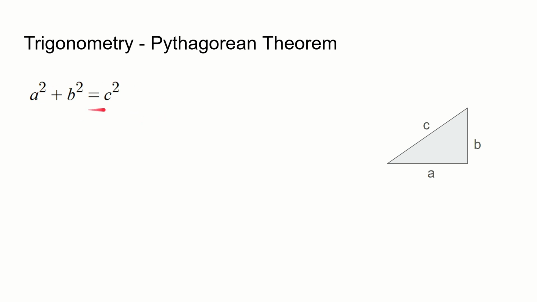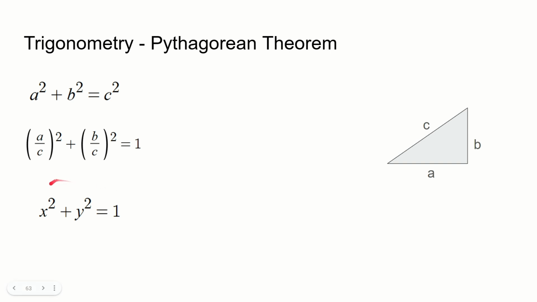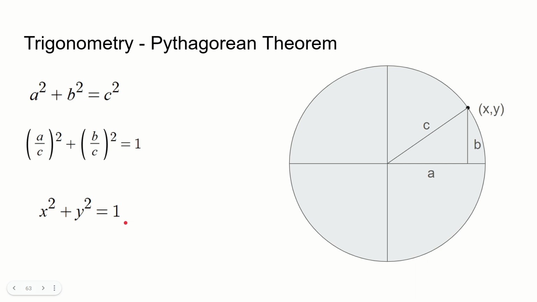But what we can do is some simple algebra and rearrange this equation, divide by c squared, and we'll get this. So this is the ratio of a to c and b to c, which is the ratio of the side length to the hypotenuse, and relating it to 1. And we could change this, where this term would be x and this term would be y. And if we plot this, we would get a circle with radius of 1.